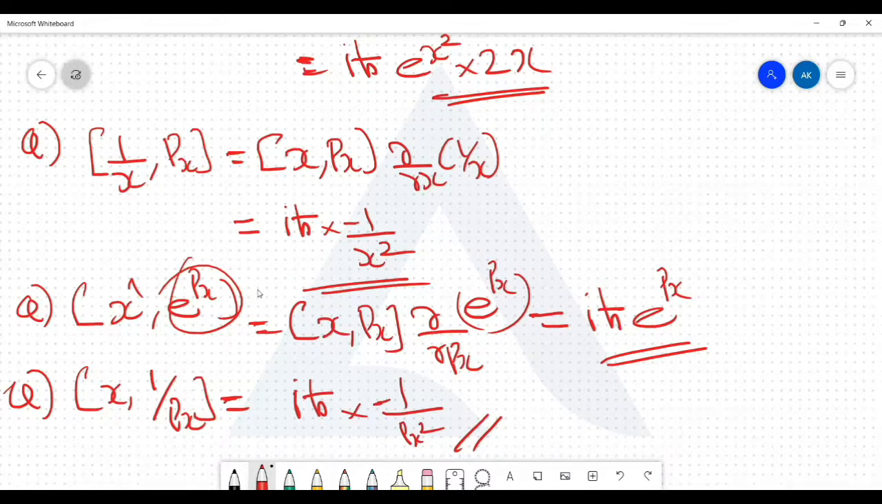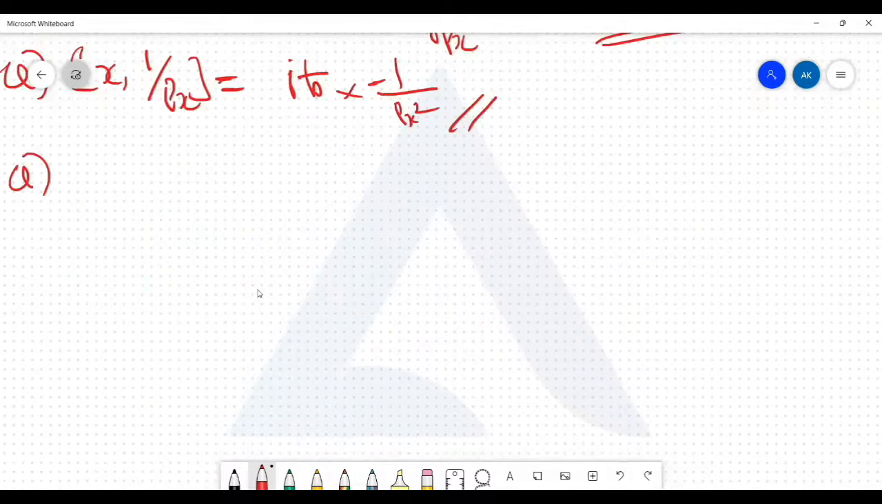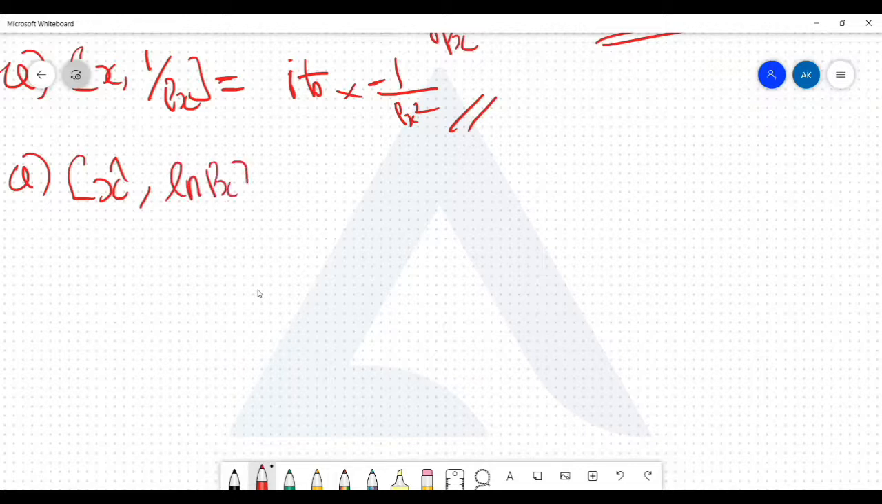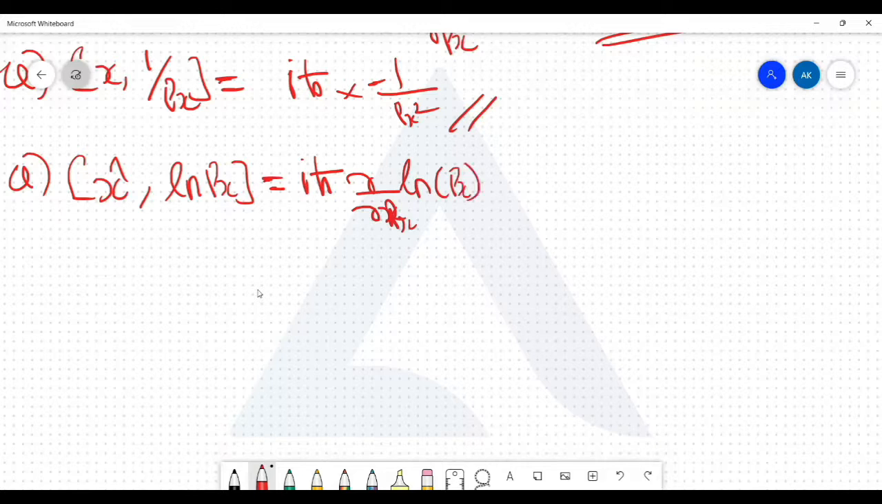Okay. So what about this? We have x ln px. That will be iħ, x px will be iħ ∂/∂px of log px. Log x in the derivative is 1 by x. Therefore, you will get iħ by, instead of x, you have px.